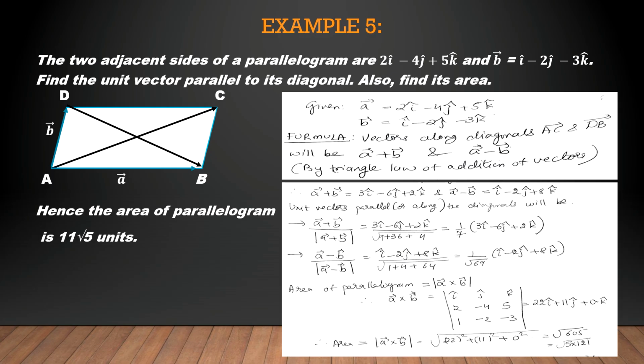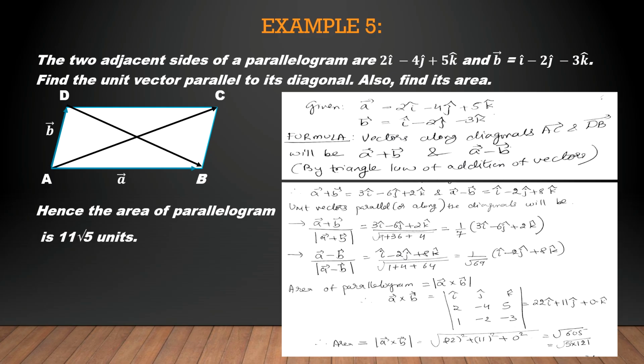Now we want unit vectors parallel to the given diagonals. So first is the A plus B diagonal. How will you get the unit vector? By definition of unit vectors, it is the vector upon its magnitude. So A plus B upon magnitude of A plus B. When you simplify, you will be getting 1 upon 7 into 3 i cap minus 6 j cap plus 2 k cap, as the magnitude is 7. Similarly, the unit vector in the direction of the other diagonal is A minus B upon its magnitude, which is equal to 1 upon root 69 into i cap minus 2 j cap plus 8 k cap. So we have obtained the unit vectors.